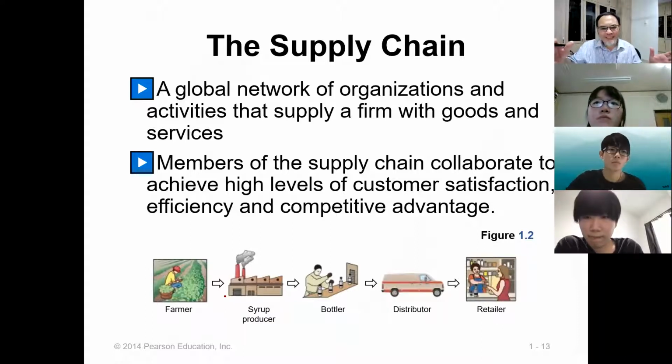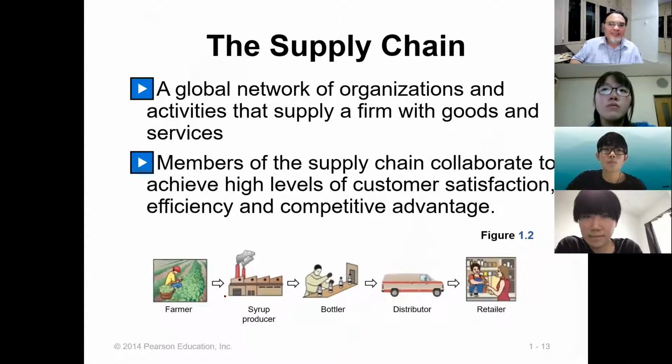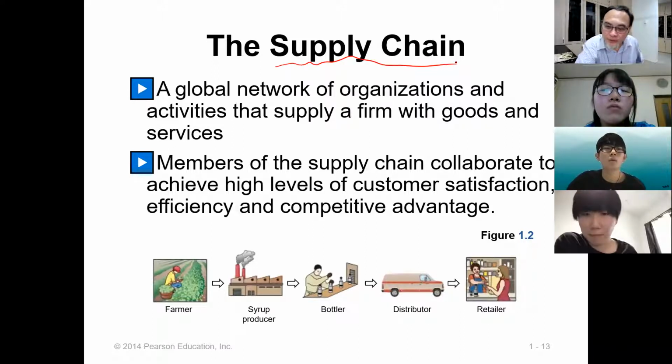So we can expand this further, right? There are all activities that involve adding value. You need to add value. So we call this the supply chain. Have you studied the supply chain before? Have you taken any subjects on the supply chain? Yes, a little bit. One topic, some topics. One topic or two topics.